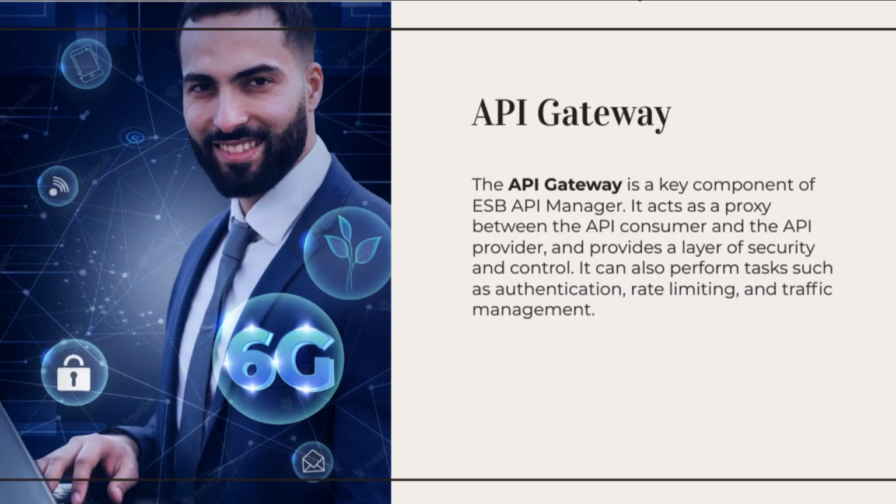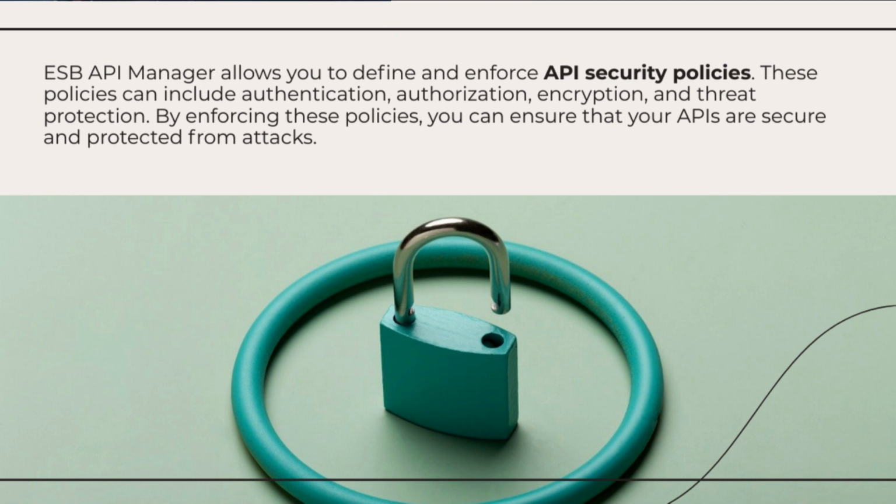4. API Gateway and Firewall. ESB API Manager often includes an API Gateway component that acts as a security perimeter for APIs. It serves as a single entry point for API traffic, providing an additional layer of protection. The gateway can inspect and filter incoming requests, enforce security policies, and block malicious traffic. It helps protect back-end systems and APIs from direct exposure to potential threats.